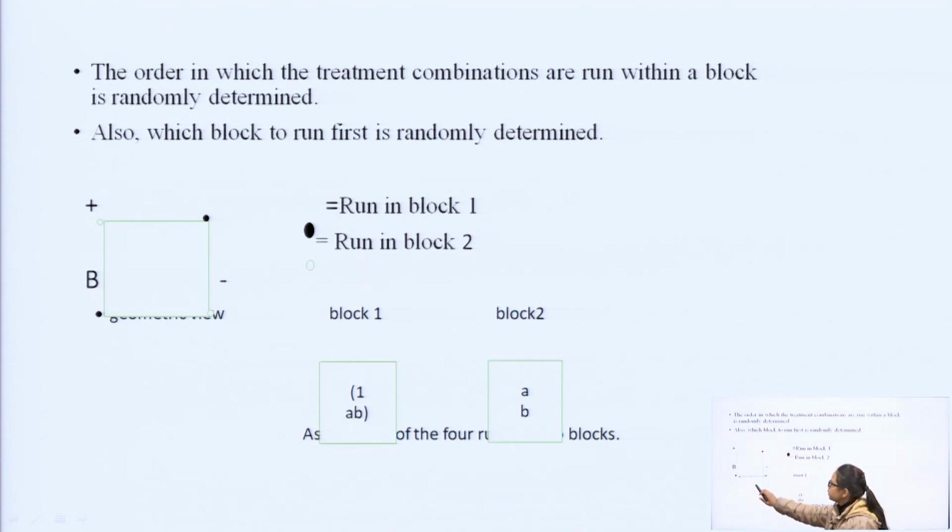Here we can see there is a block. The dot is run in block 1 and this sign is run in block 2. This is block 1, this is block 2. So, block 1 has a and b, and block 2 has (1) and ab.